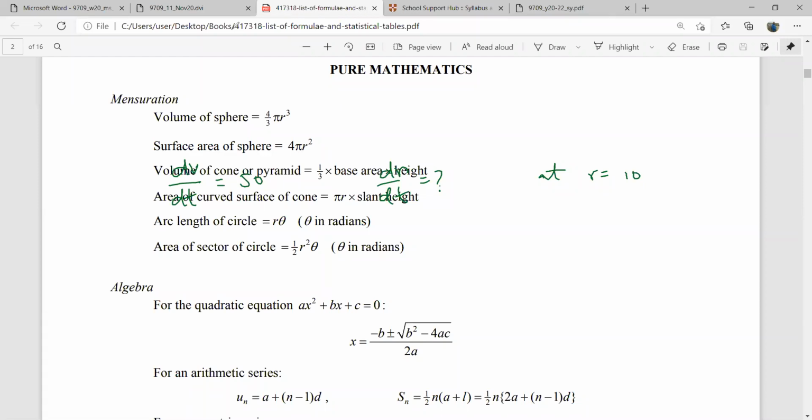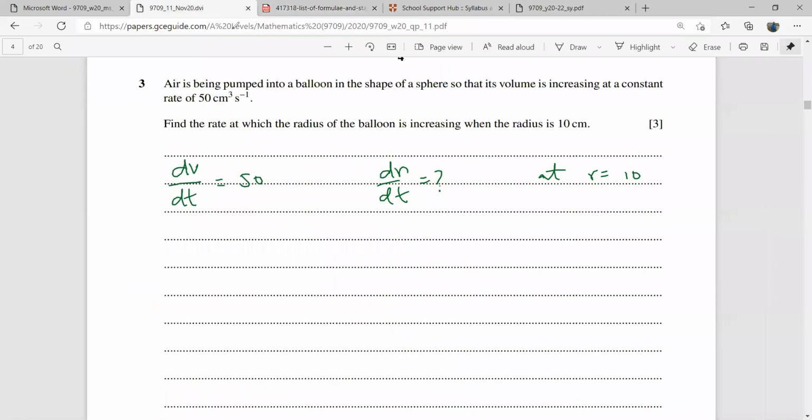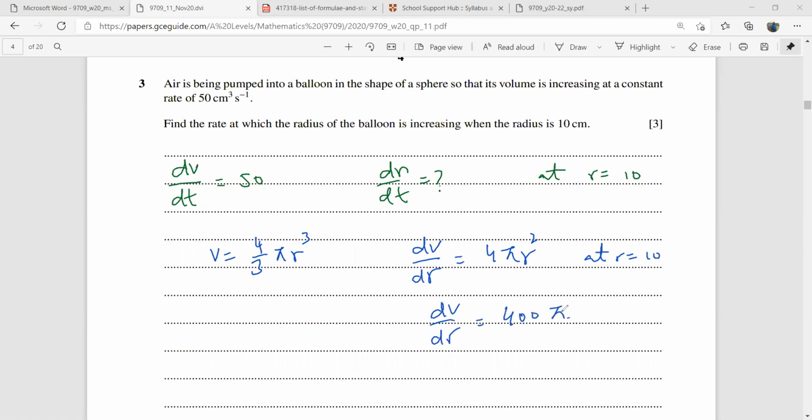So you must know what formulas are given in your booklet, and where they are, on which page, which formula is there. So we have the formula for the volume of the sphere over here, and I'll be quoting it from there. So V is equal to 4 over 3 pi r cubed. So we can find dV by dr, that is 4 pi r squared, and then you put r equal to 10 into it. So dV by dr is 400 pi.